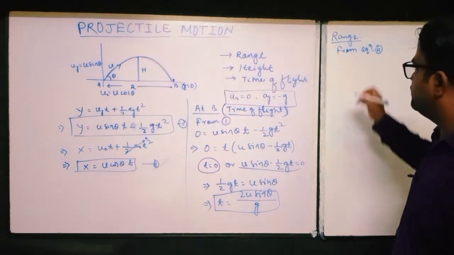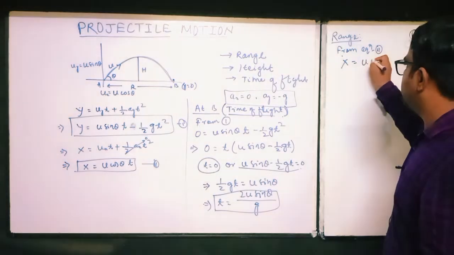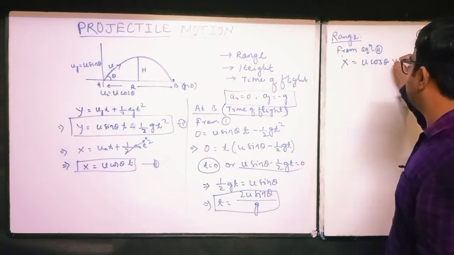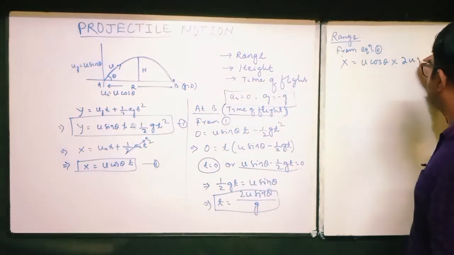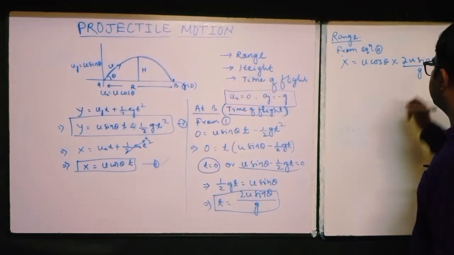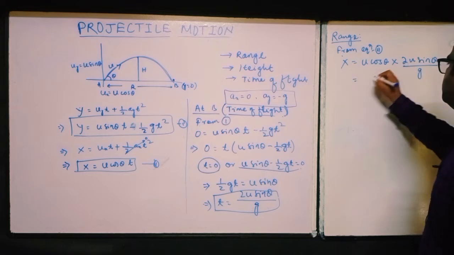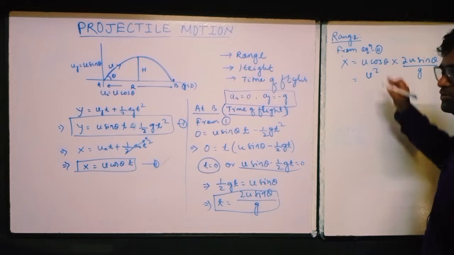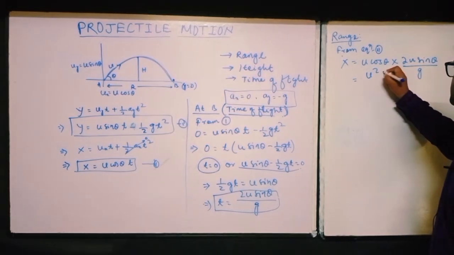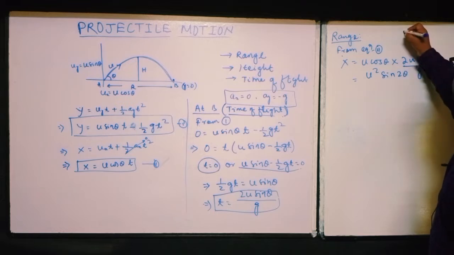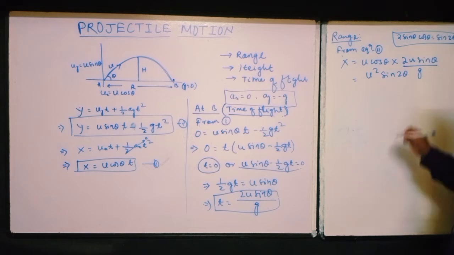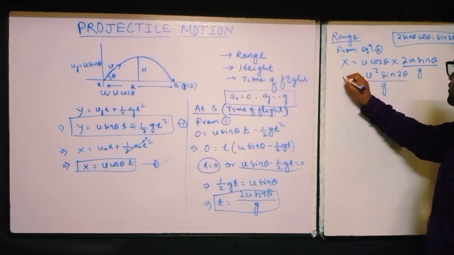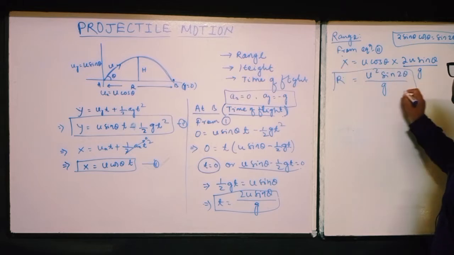So from equation 2, x equals u cos theta t. Now t is the time of flight which we got. This much time it has taken, so 2u sin theta by g. So we can write this as u square times 2 sin theta cos theta, and I can write 2 sin theta cos theta as sin 2 theta. Remember this: 2 sin theta cos theta equals sin 2 theta. So this is your R, or X range.